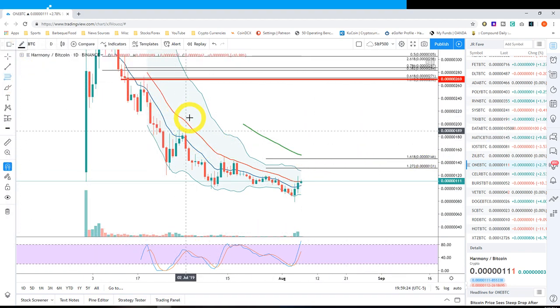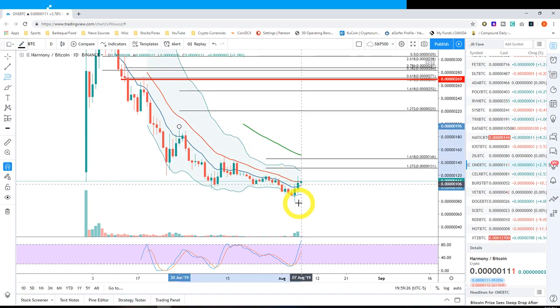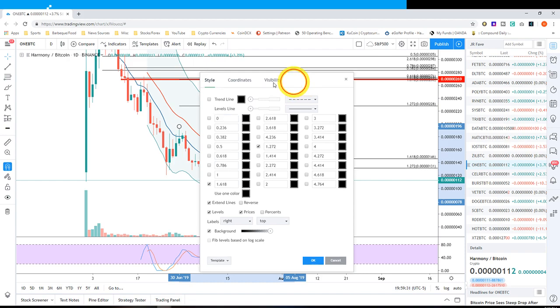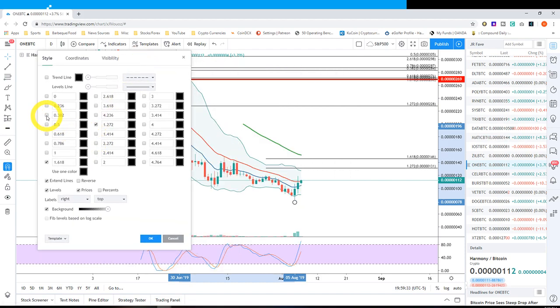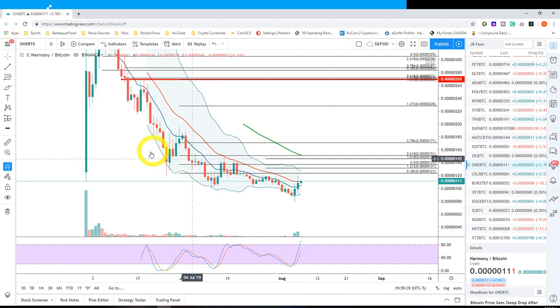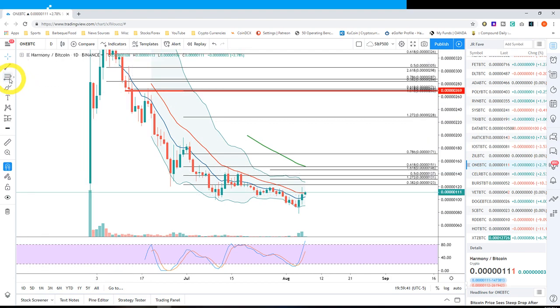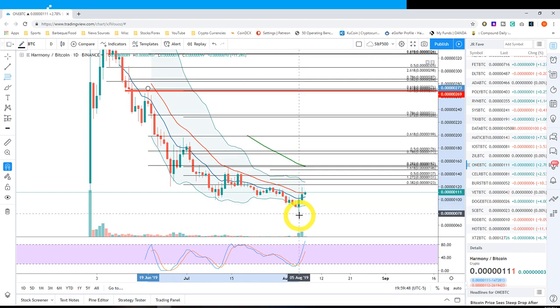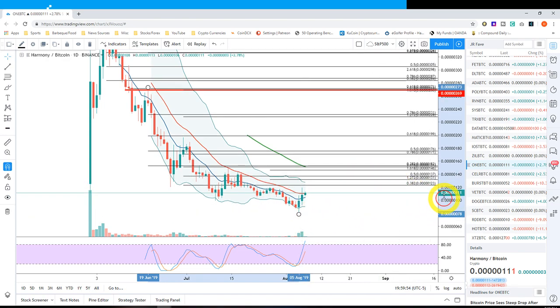And let's go over and do from here to here. Yeah, there it is. 38.2. Okay. Let's go from here to here. And boom. Okay. That's interesting.